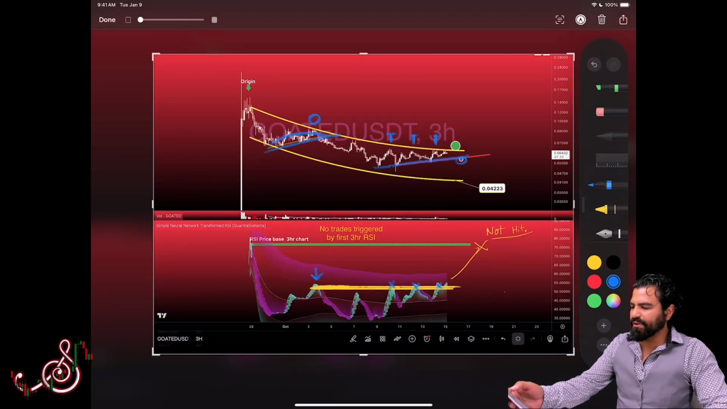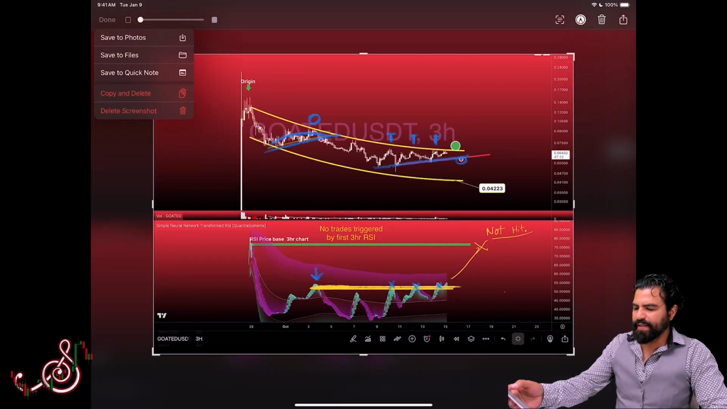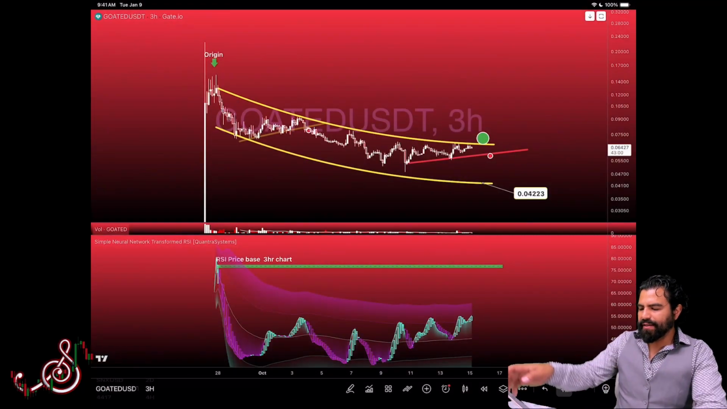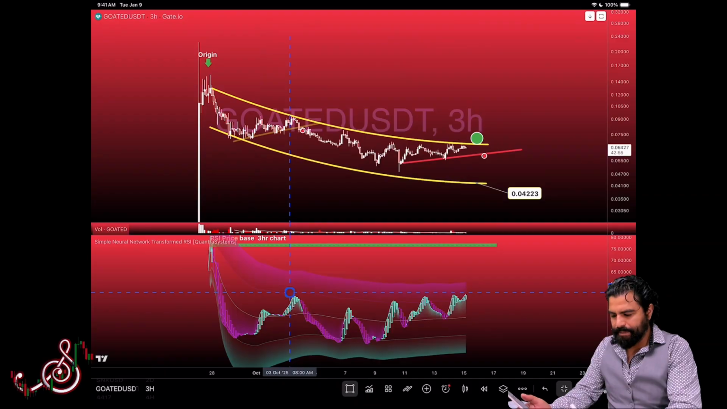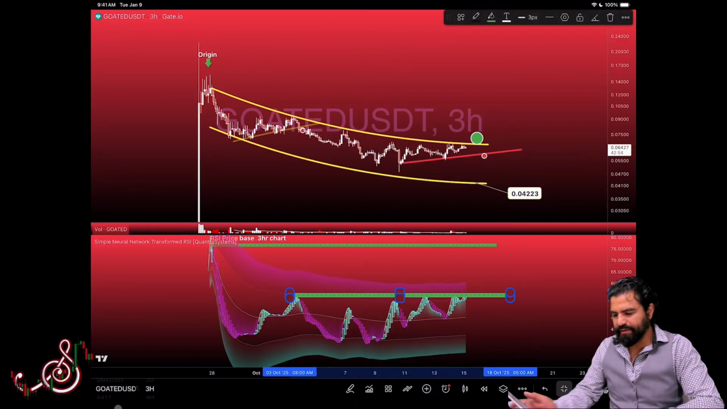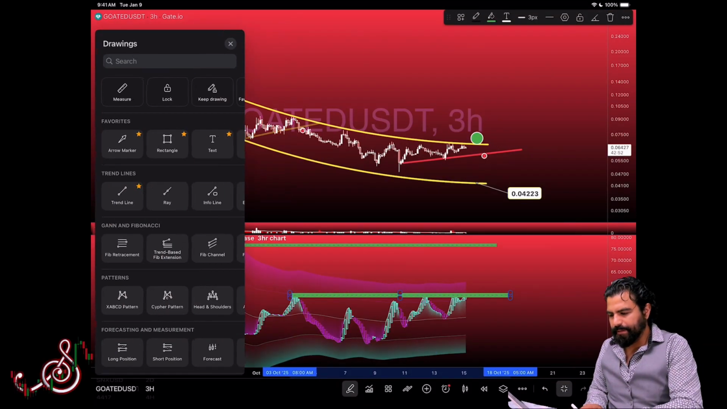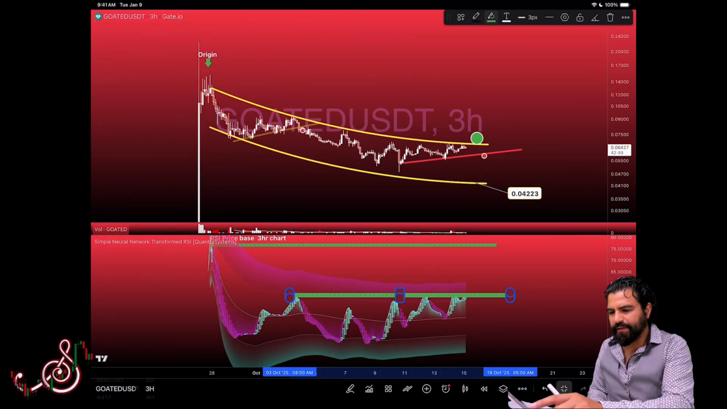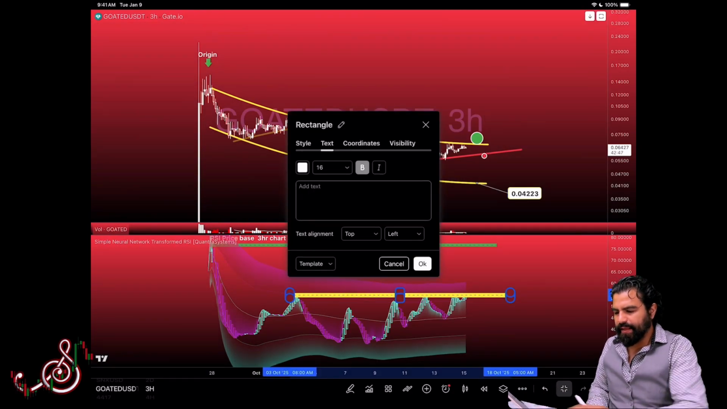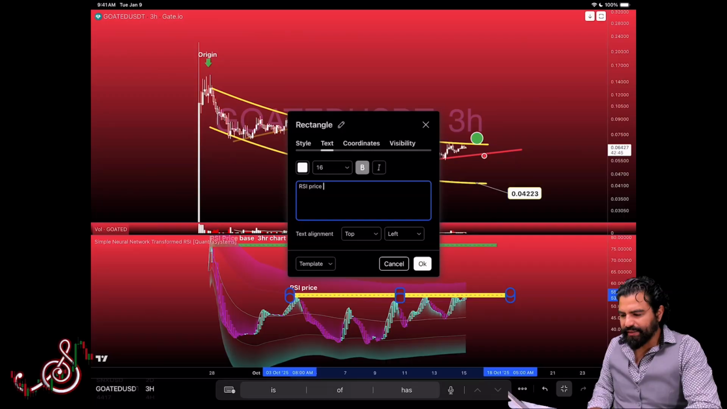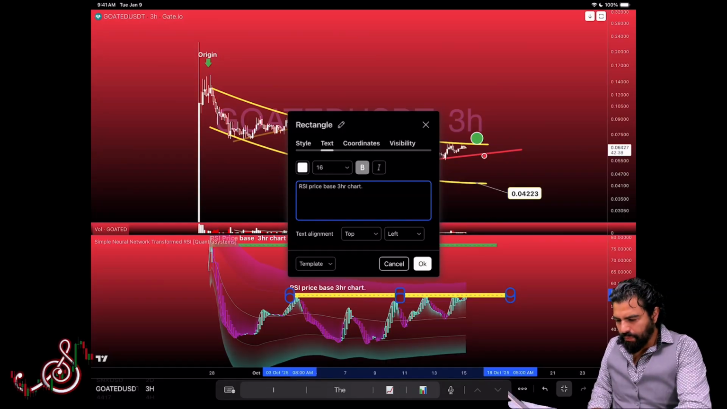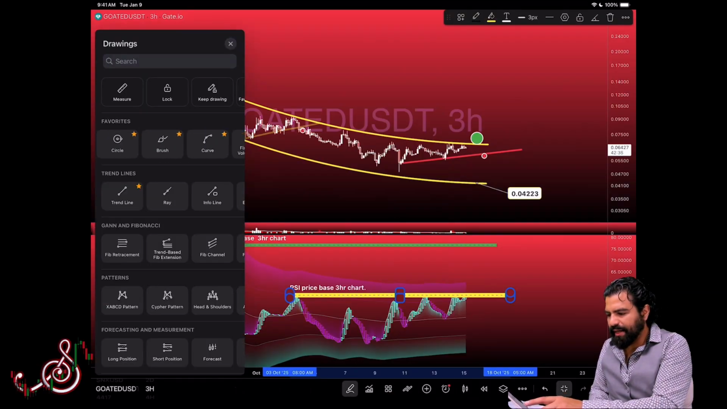So let's now use the next one and draw it. Here's our origin, approximately here. Let's give this a color yellow. Label RSI price base, 3-hour chart, and we're going to give that a matching arrow to keep things color coded.